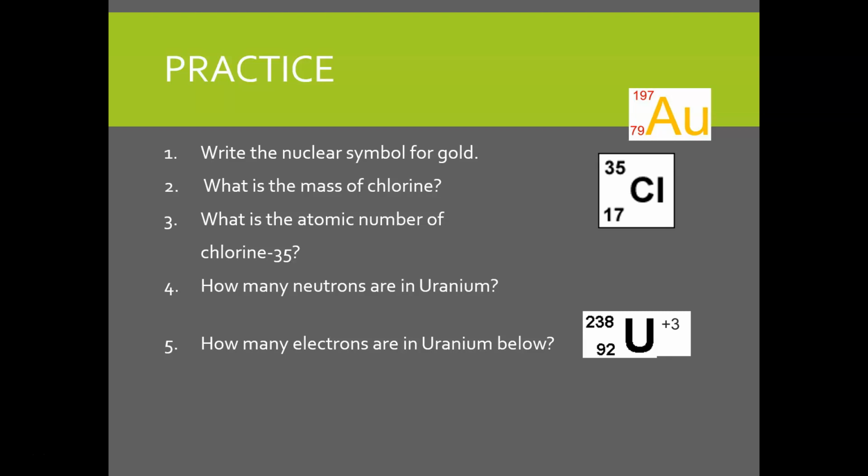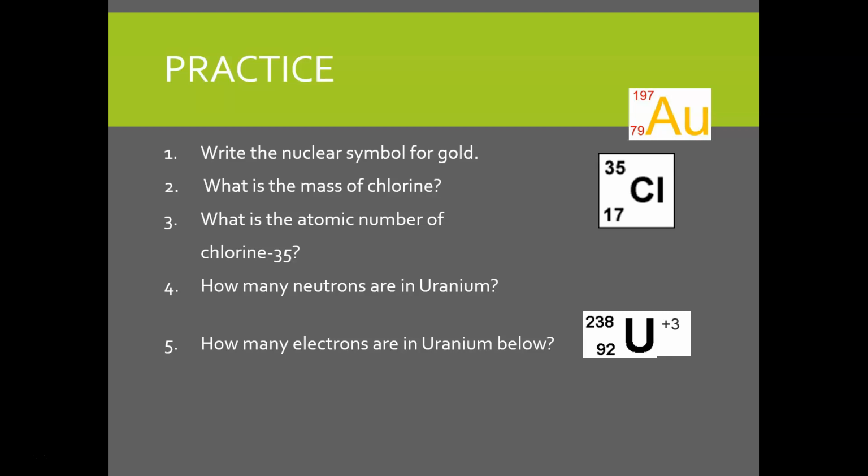Now this next question asks you, what is the atomic number of chlorine-35? The atomic number of chlorine-35 is going to be the same as any other atom of chlorine, because protons determine our element, so it is going to be 17.